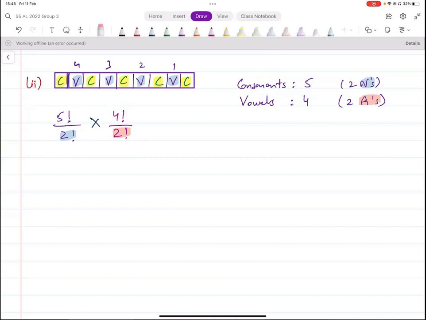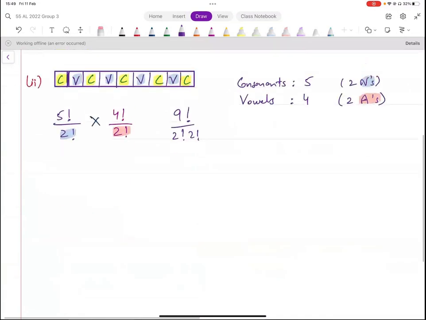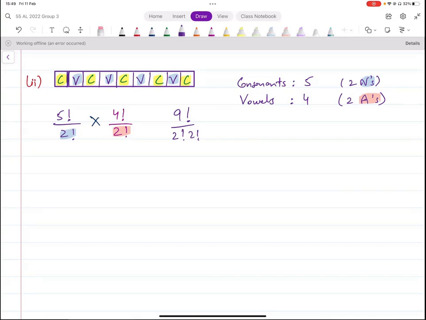If you had not fixed their positions, then we would not be considering them separately like this. Then we could just do 9 factorial. फिर तो उनकी कोई भी positions हो सकती थी, and then we would divide by 2 factorial and 2 factorial, just like we did in the previous part. But यहाँ पे alternately का मतलब है हमने उनकी positions fix कर दी. अब consonants को place करने के this many ways, और vowels को place करने के this many ways. Okay? Does that make sense? Yes, sir, it does.